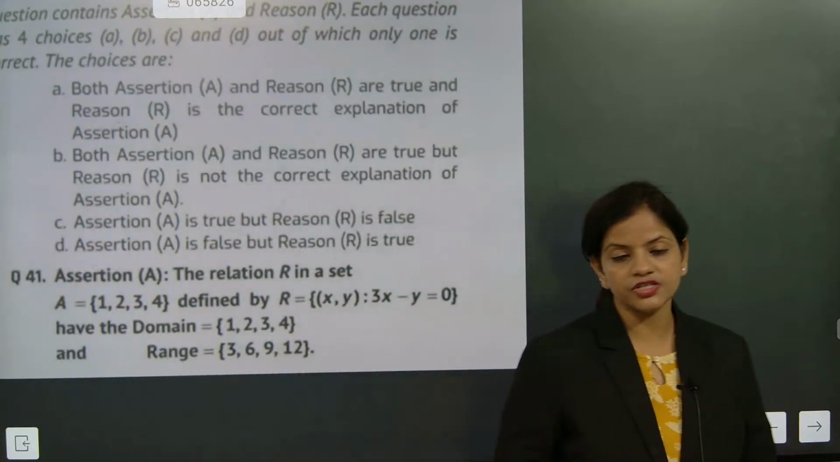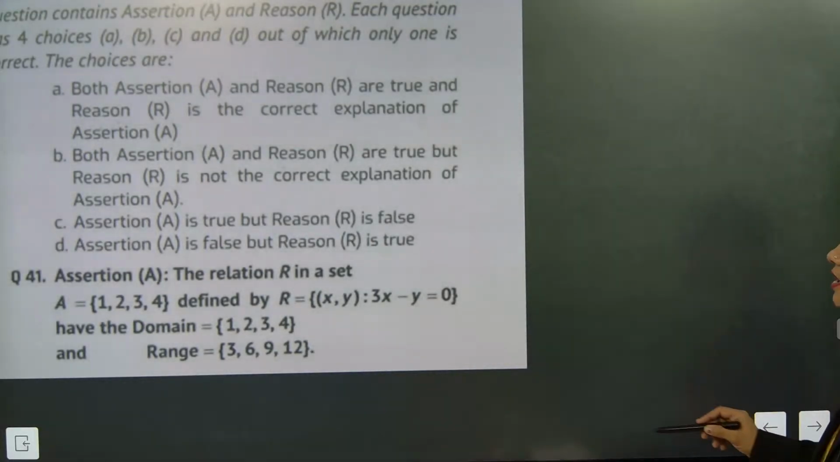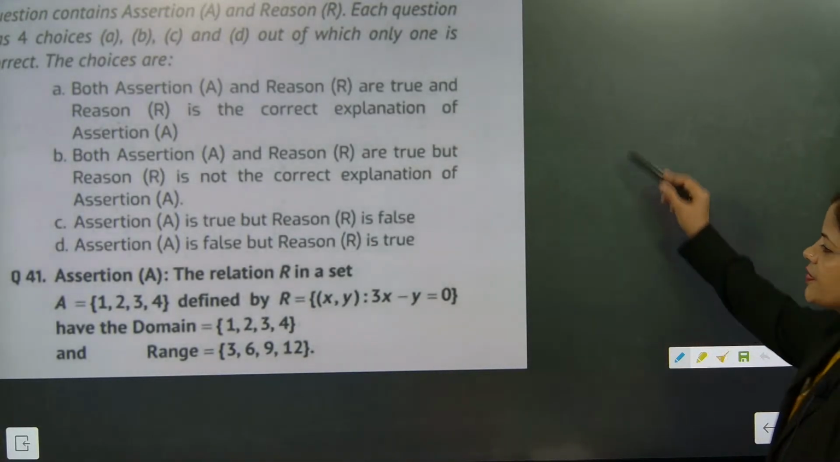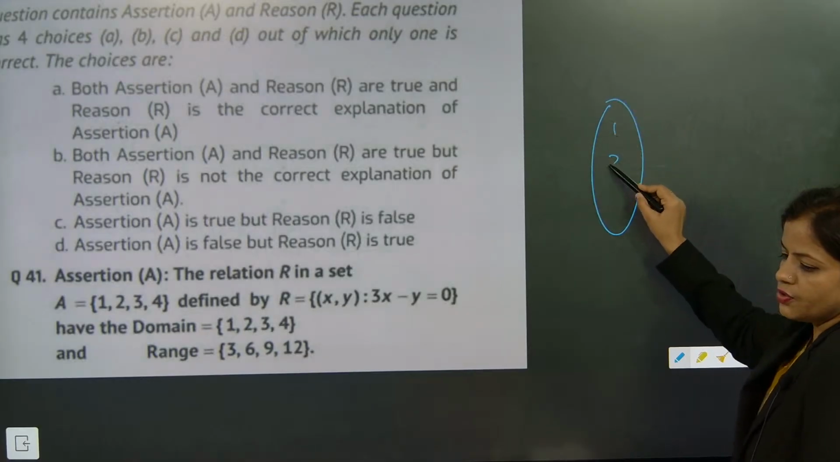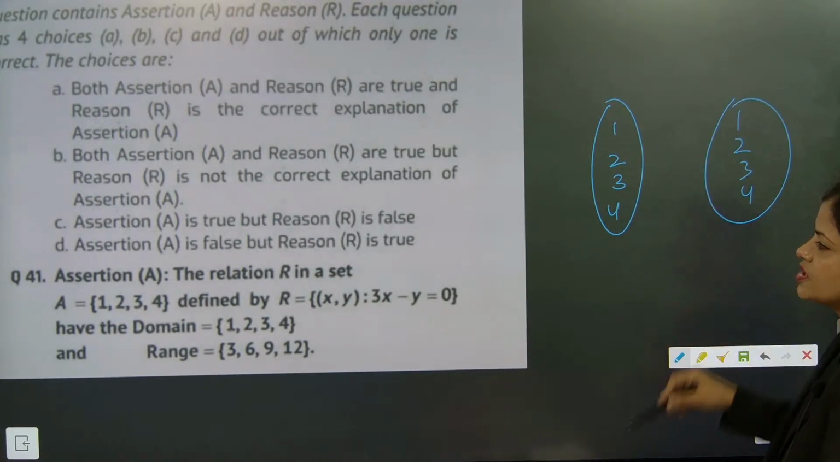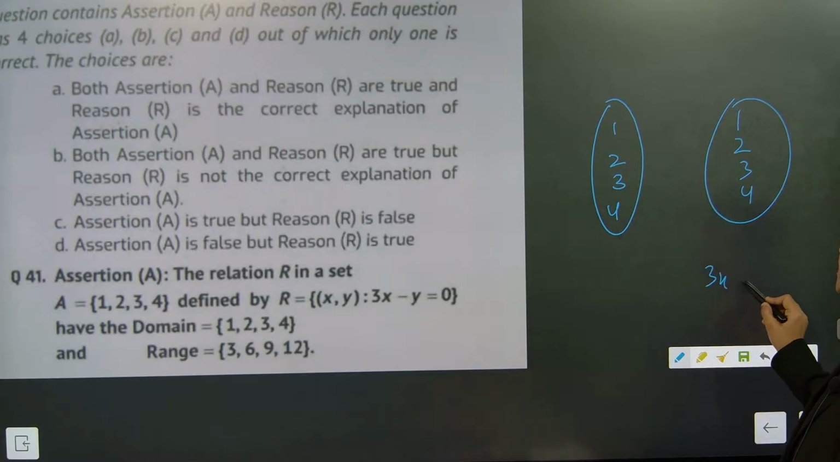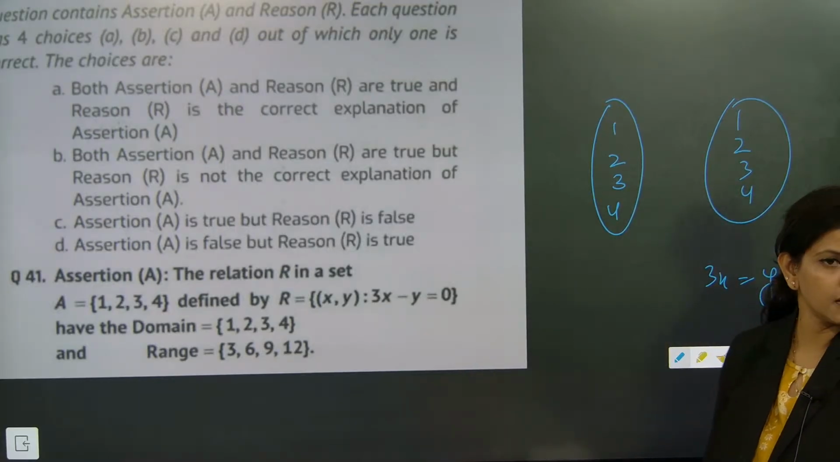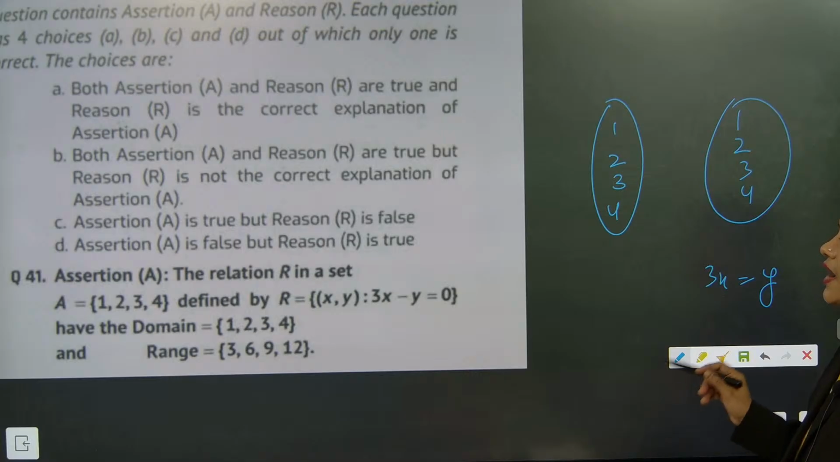Once our relation part is over, we will be heading towards another chapter. So please kindly pay attention here. Once you are doing this section, check what is given to you. A is given to you as 1, 2, 3, and 4. B will also be 1, 2, 3, 4 because the relation is defined on A. Correct? So now they are telling that 3x is equal to y. Correct? So now the domain is 1, 2, 3, 4. The range is 3, 6, 9, 12.